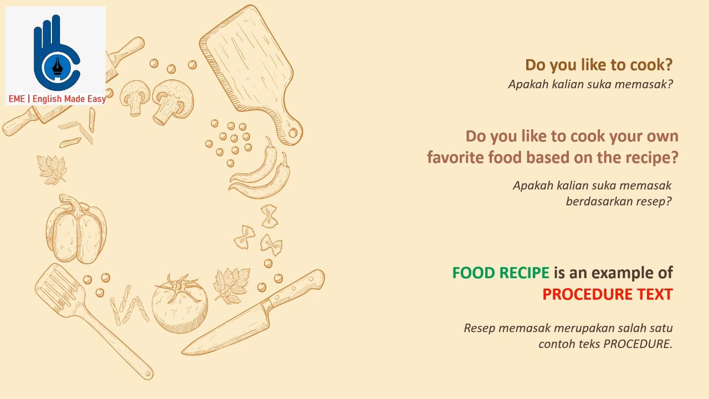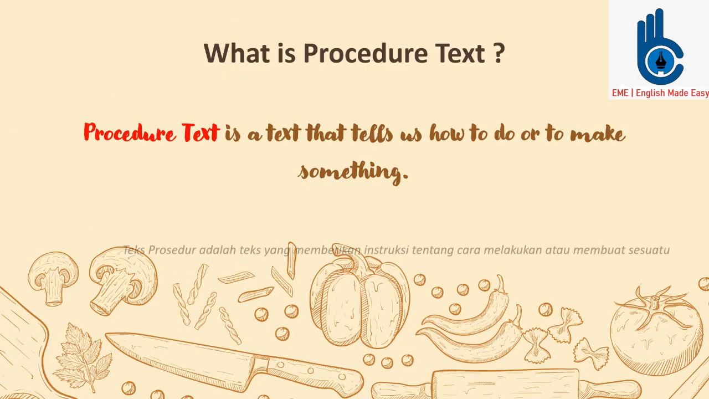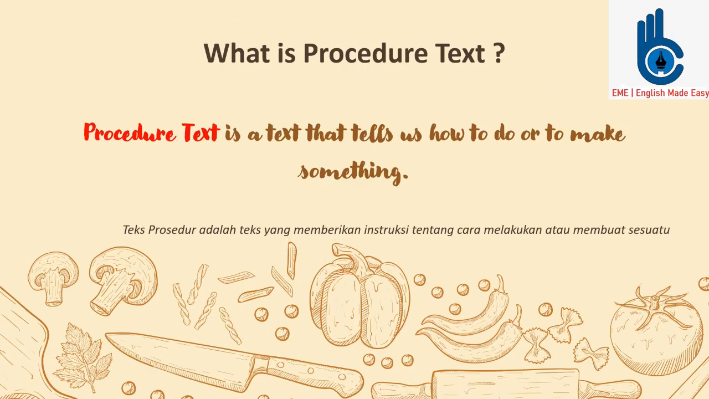What is procedure text? We are going to see in the following explanation. Procedure text is a text that tells us how to do or how to make something.